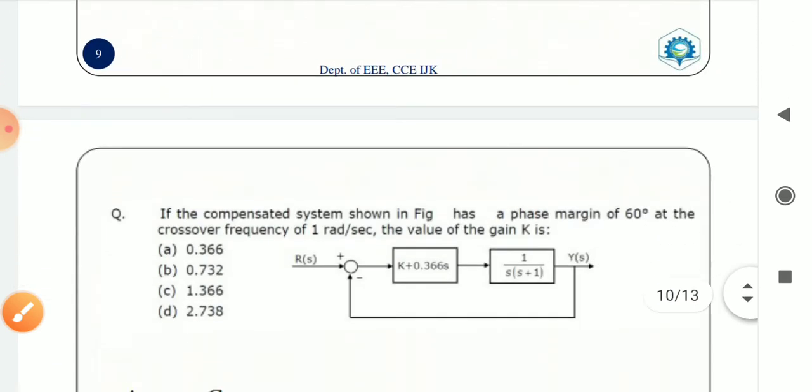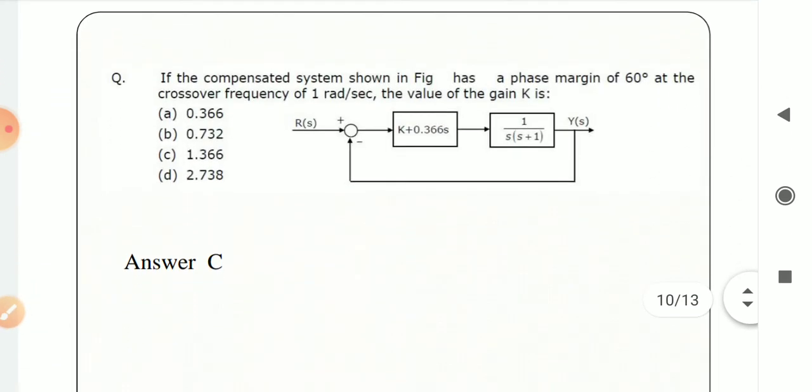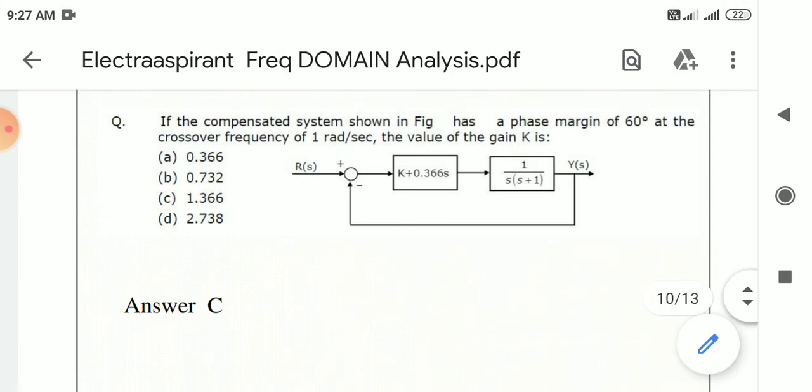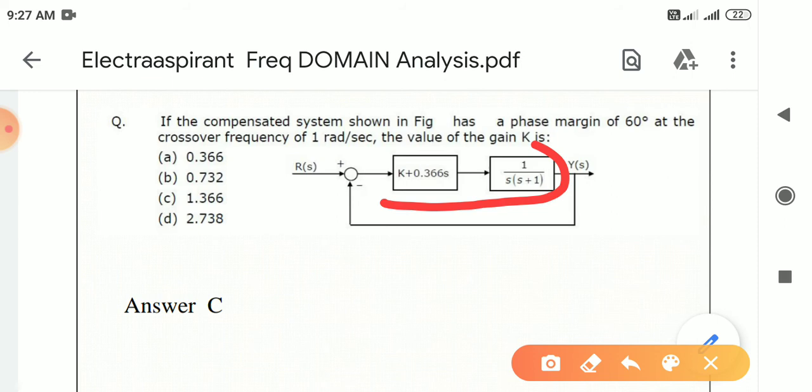Now the next question: if the compensated system shown in the figure has a phase margin of 60 degrees at the crossover frequency of 1 rad per second, then what is the value of gain K? Here also, first we can find the open loop transfer function by multiplying these two. We get the open loop transfer function as (K + 0.366 S) into 1 divided by S into (S + 1). That will be our open loop transfer function.